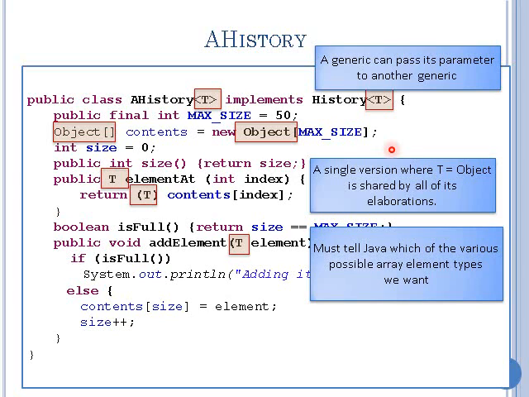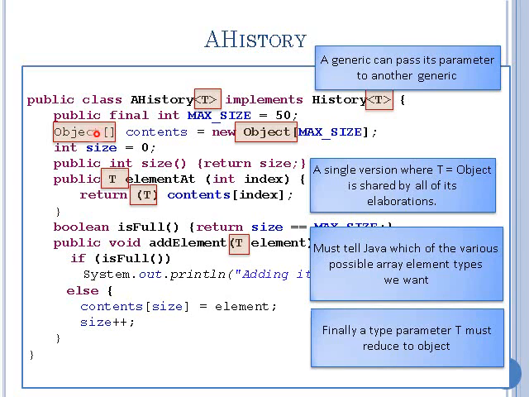And we must tell Java which of the various possible array element types we want. And like I said, if we had just said T, you could have assumed this object. Okay? But it just says, make it very clear. Do you want a double? Do you want an object or whatever? Okay? And finally, a type parameter T must reduce to an object. And so that's what we make clear. Okay? So I'm saying the same thing in many different ways.